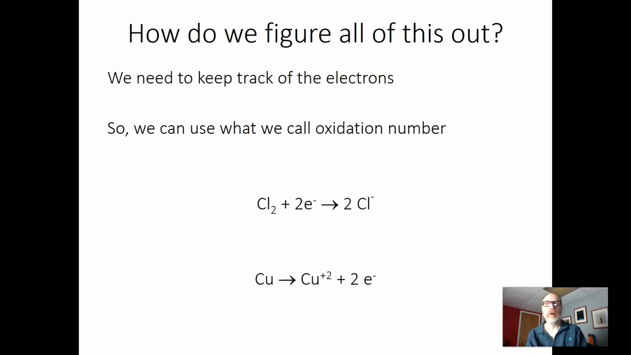Now, how do we keep track of that? We're going to use what's called the oxidation number. And the oxidation number is going to tell us roughly how many electrons that particular species has gained or lost in a chemical reaction. And generally, when we go through and determine oxidation number, we'll determine it for everything in the chemical reaction that we're looking at, the redox reaction.